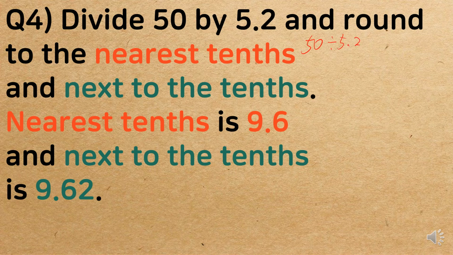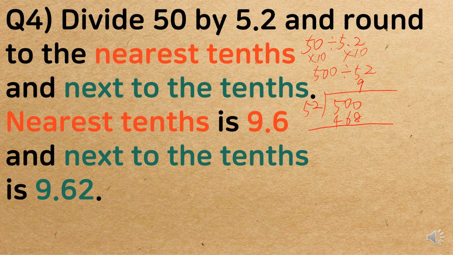Question 4. Divide 50 by 5.2. Multiply both by 10. Then 500 divided by 52. 9 times 52 is 468. The remainder is 32. Put the decimal point here and add 0.